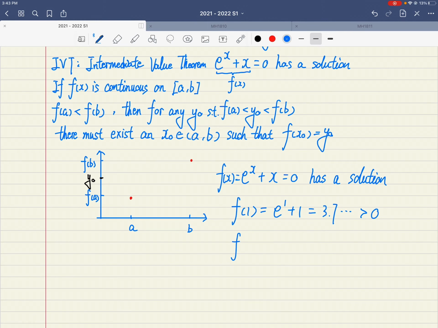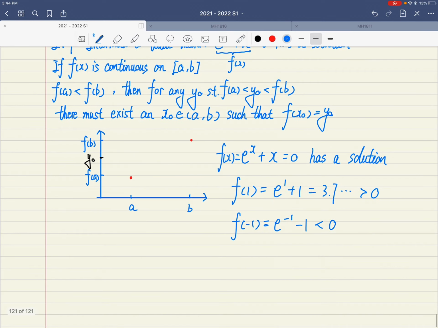To find something negative, let's just try -1, or any number, as long as it gives you a negative f value. If I try -1, it's e to the power of -1 minus 1. This e to the power of -1 part is a 0 point something. I don't care, it's going to be a small number. So this whole thing will be a negative number, smaller than 0.